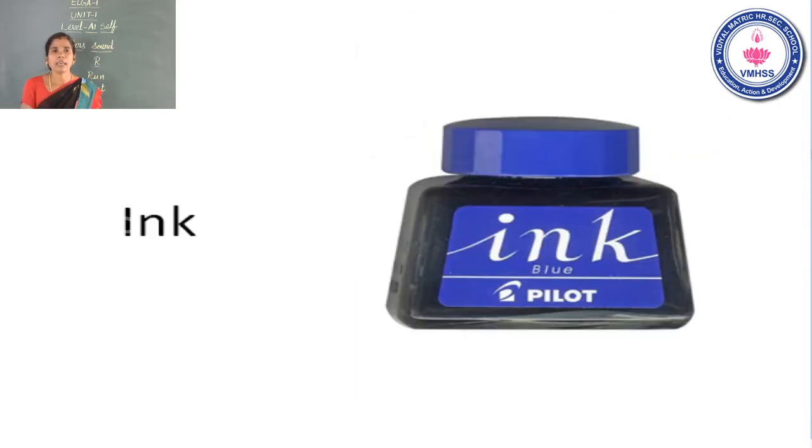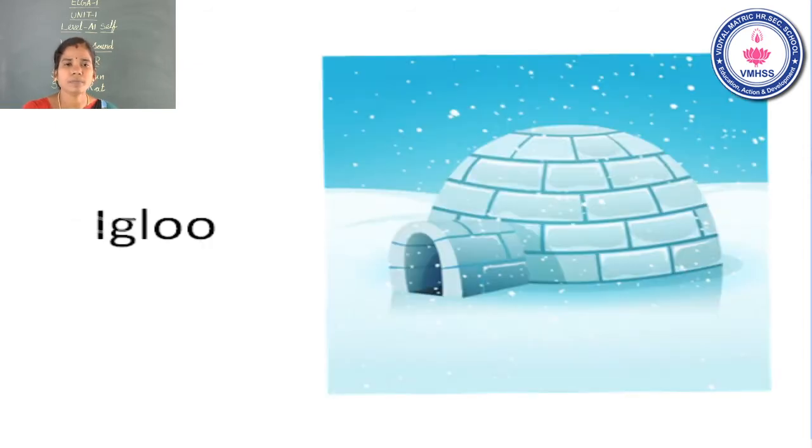E, ink. Next. What is the picture? Igloo. E, igloo. What is the beginning sound? E sound. E, igloo. Next one.